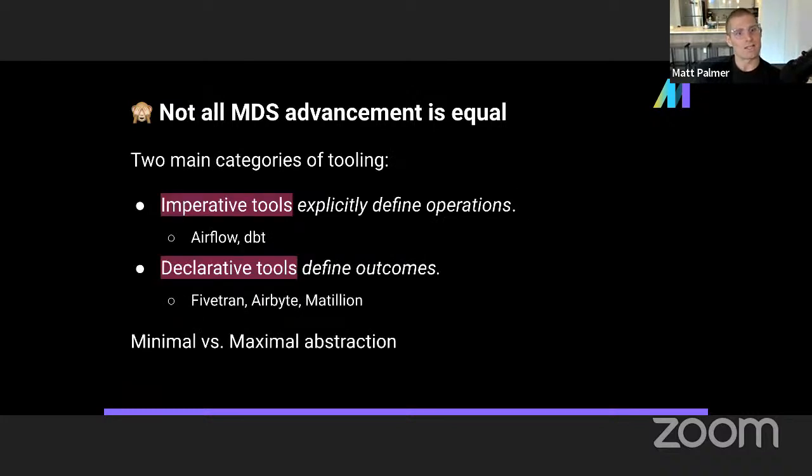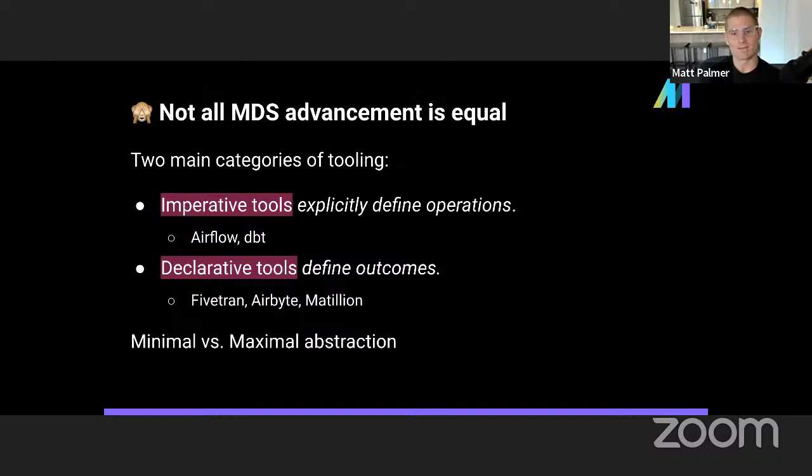And so I see tools as falling into one of two categories, either imperative or declarative. So imperative tools define operations. Airflow and dbt are good examples where you're writing code specifically, like you open up a new Airflow DAG and you're coding exactly what you want to happen in each task in Python. And that's good for some things. It's bad for others, as we'll discuss.